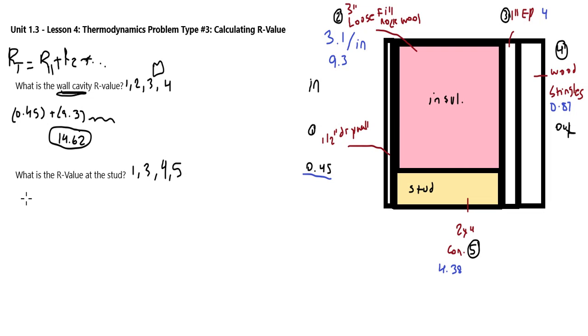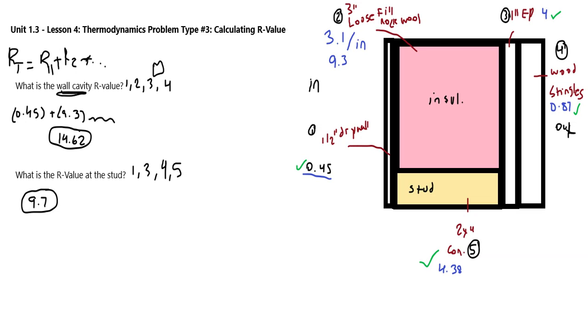So this time we're going to add anything I checked in green: 0.45 plus 4 plus 0.87 plus 4.38. Then we get for the R value of that, 9.7. You should probably write out your work for your teacher's classroom, but I just didn't for the sake of time.